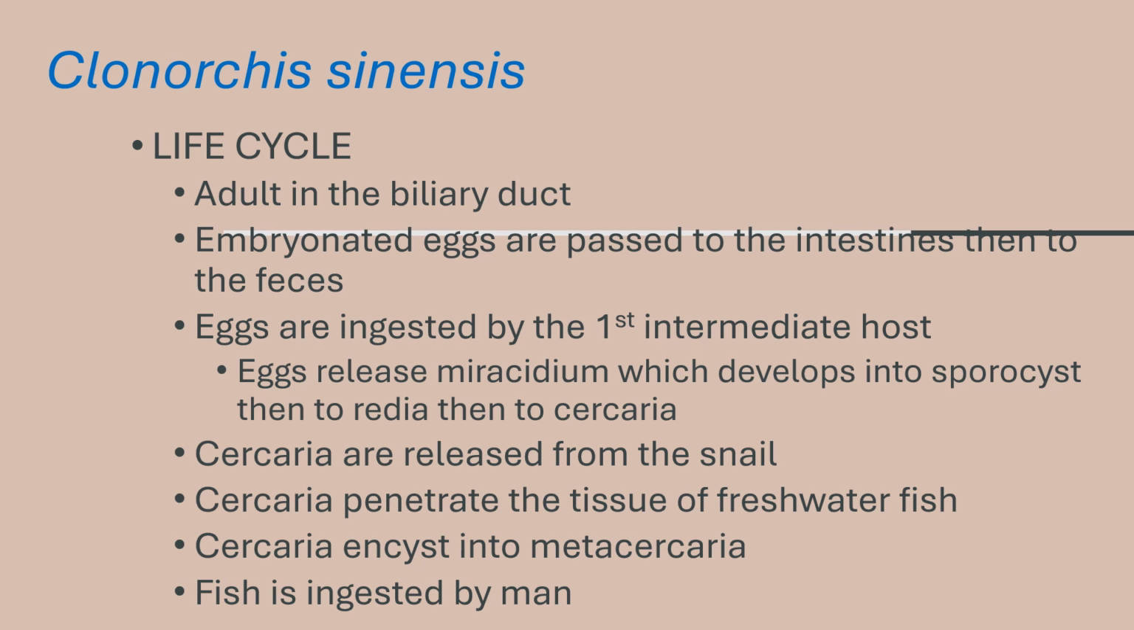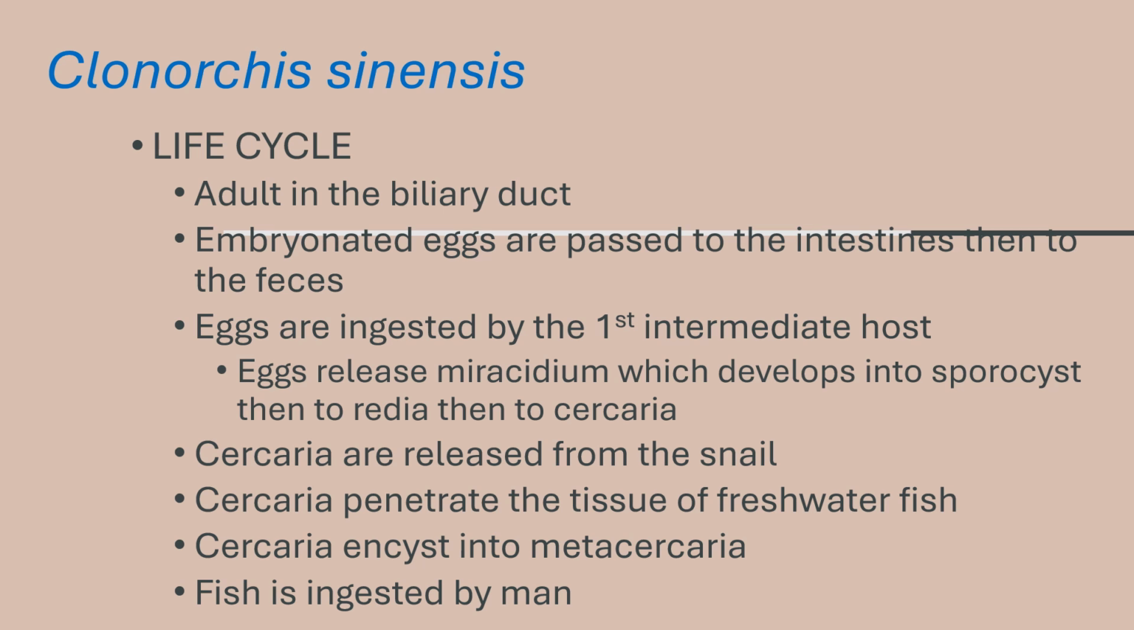The embryonated ova are ingested by the first intermediate host, which are your snails. Inside your first intermediate host, your eggs release the miracidium, which develops into sporocyst. Then the sporocyst will develop into redia. Then the redia will develop into cercaria. What will happen to your cercaria here?